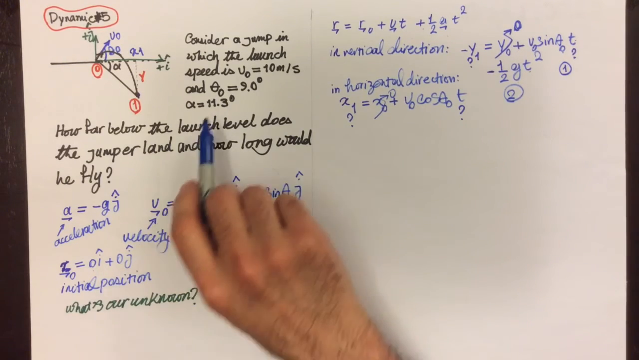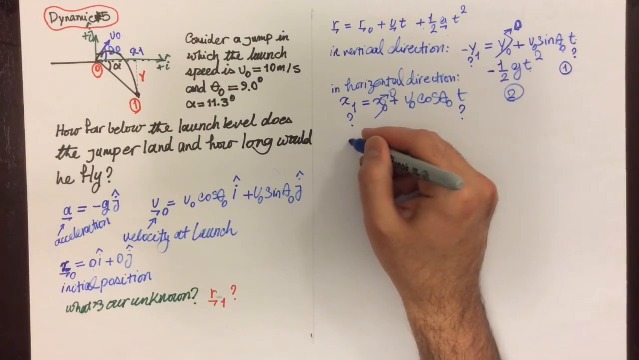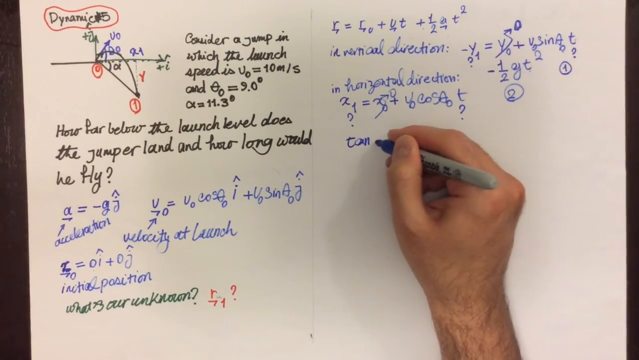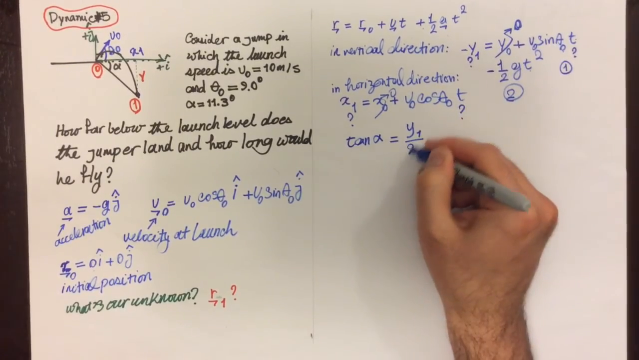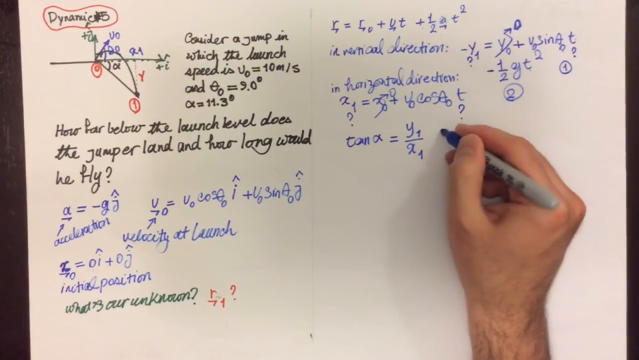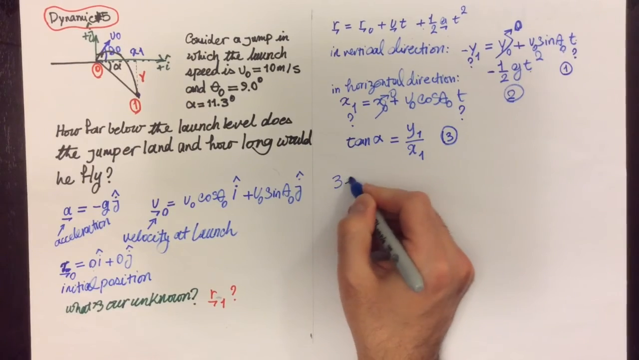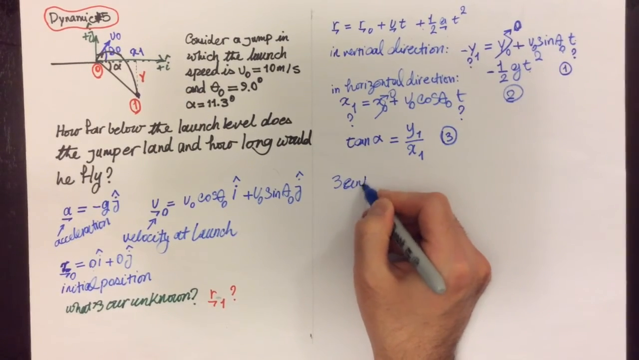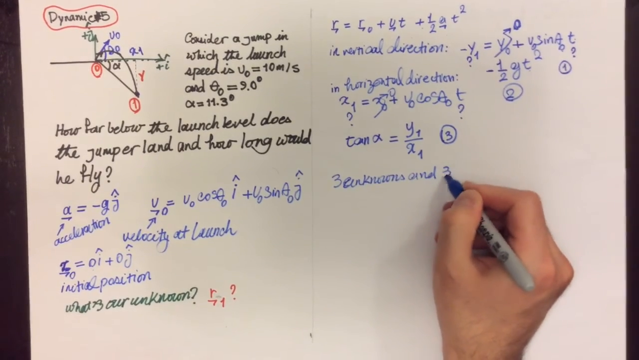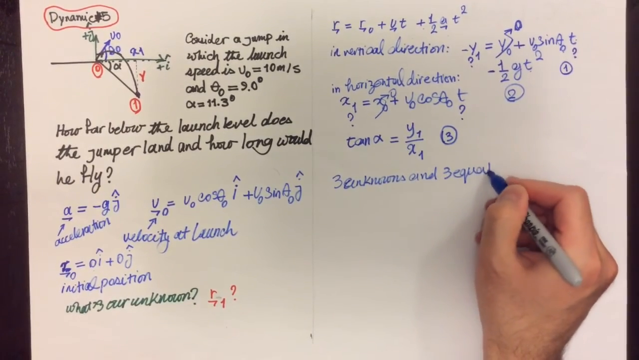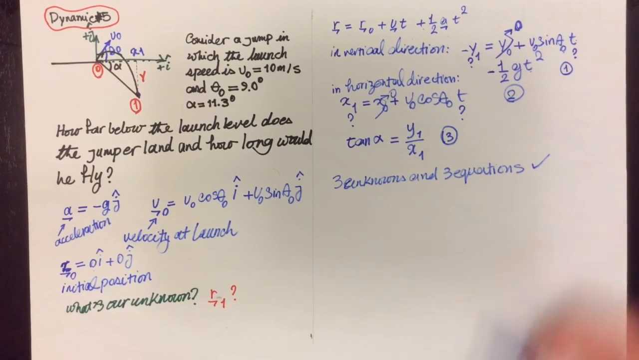If you go back and read the problem carefully, what else do we have? We have alpha. Is there any way to use alpha? Yes, we can use alpha by saying tan alpha is y1 over x1. And this is equation 3. So, 3 unknowns and 3 equations. So you can easily solve this.